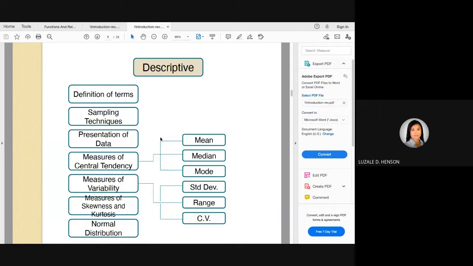Now, still under descriptive, you have definition, you have sampling techniques. So you need to be familiar with sampling techniques. Presentation of data, measures of central tendency, variability or measures of description. You have to acquaint yourself with those terms. Remember from your high school terms like skewness, kurtosis, normally distributed, and these are terms that you need to be familiar with.